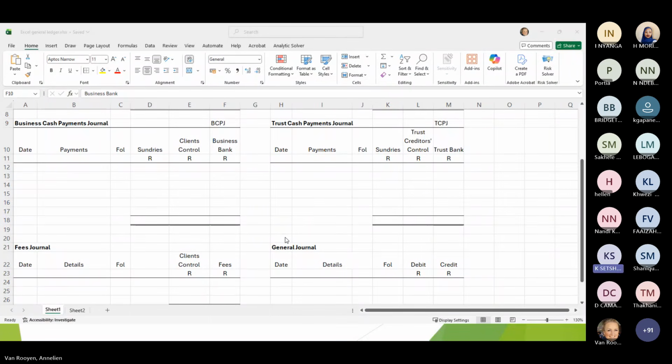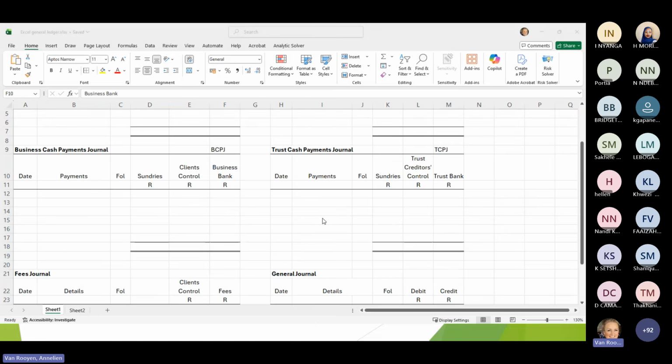Good evening, ma'am. Yes, hello. I want to ask why the business cash payments journal, the trust cash payments journal, the trust receipts journal and the business cash receipts journal, where is it? And what do you call this? And receipts. Isn't that supposed to be details?